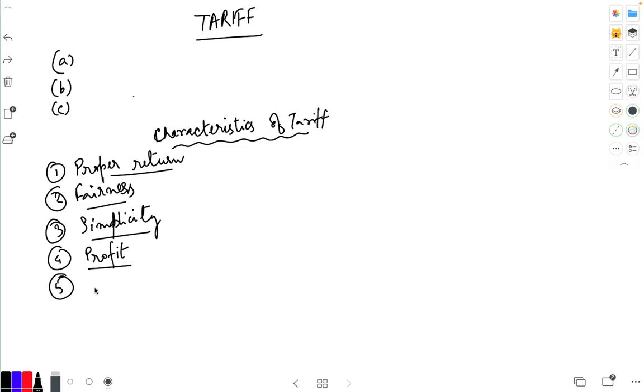And the final one is attractive. The tariff should be set such that it is very attractive to the consumers. So these are the characteristics of a good tariff.